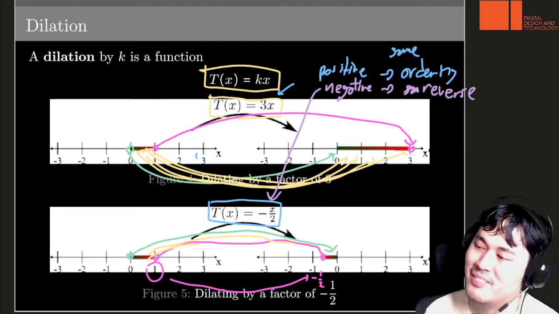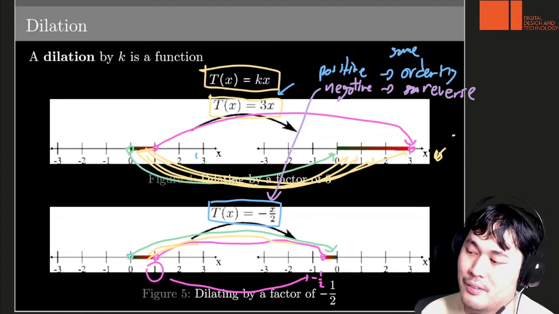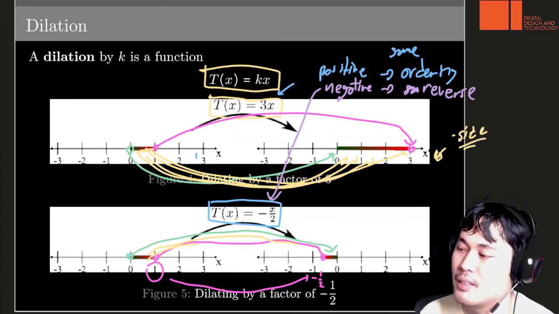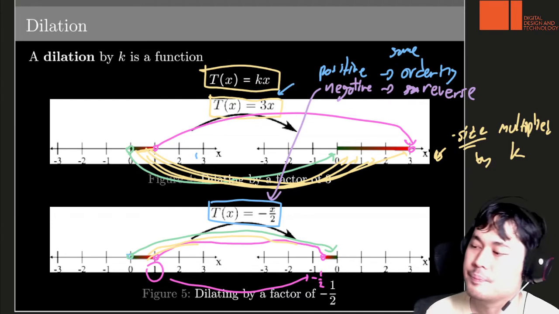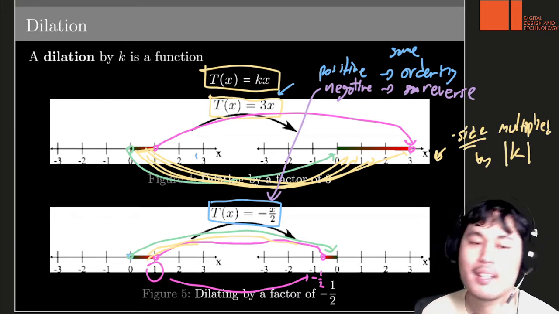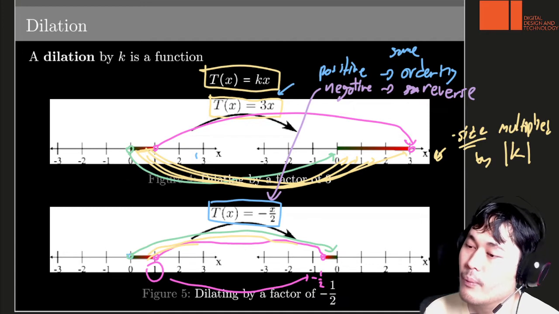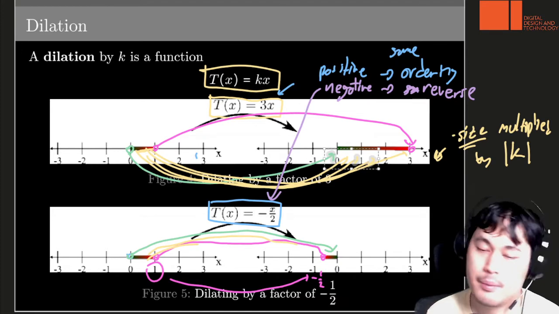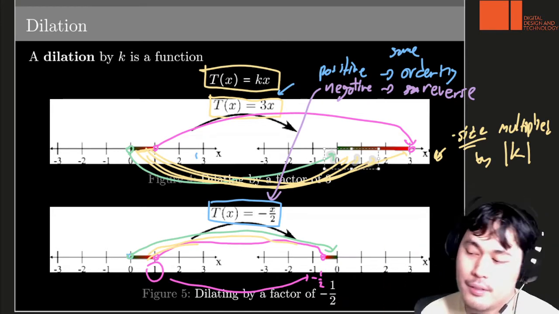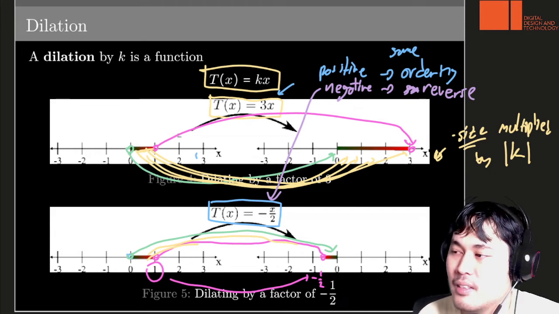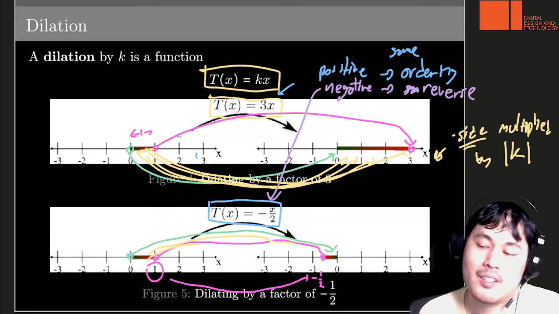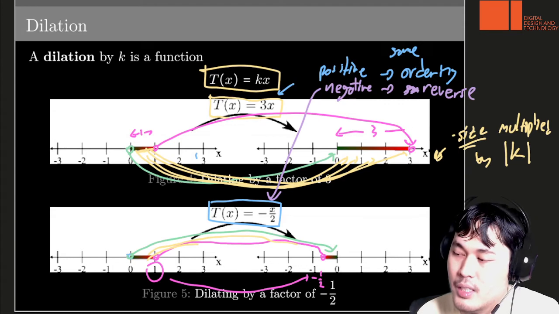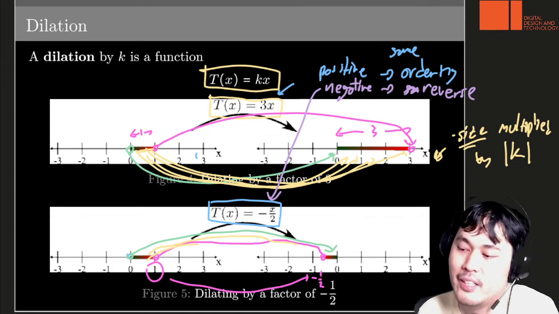Oh, and another note: since we call that a scaling, you can see that the size is multiplied by k, and actually it should be the absolute value of k to be precise. If you dilate by a factor of 3, then the new line should be 3 times as wide as the original line. And of course you can see it from here because the original line has length 1 and the result has length 3. It's 3 times larger, so 3 times wider.